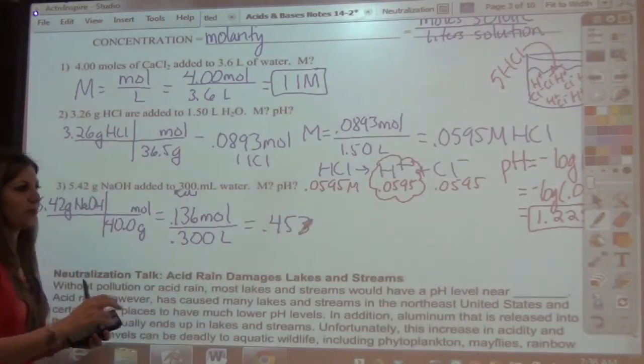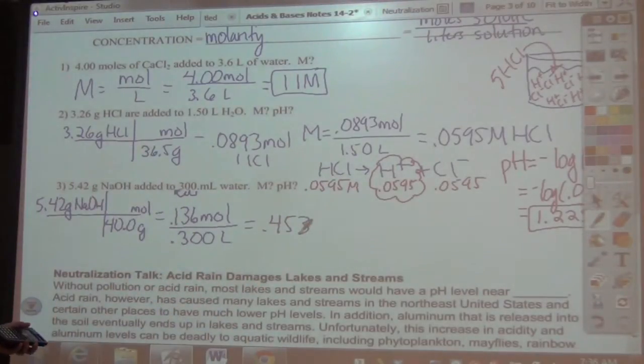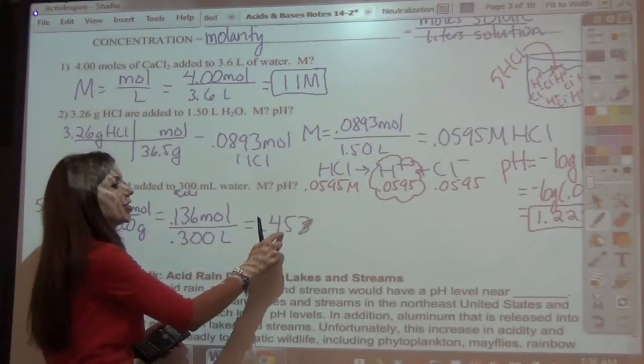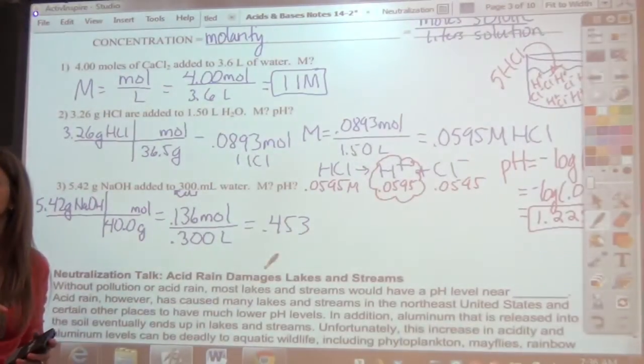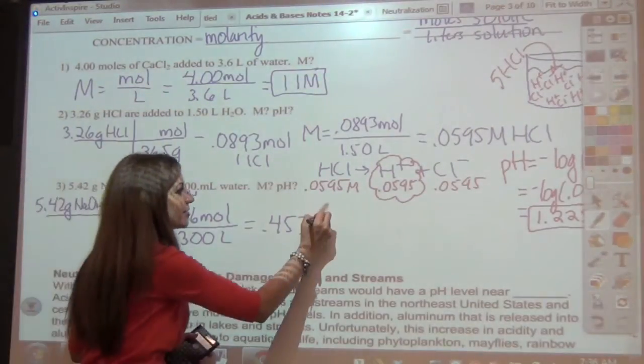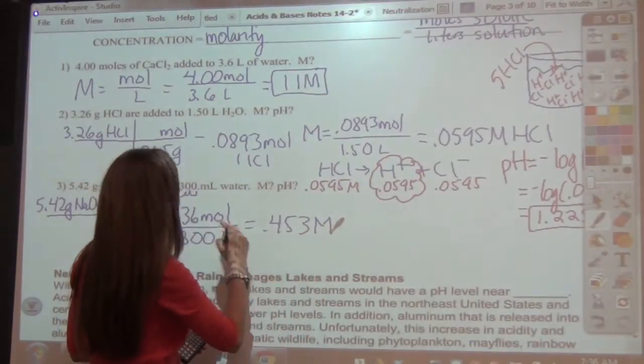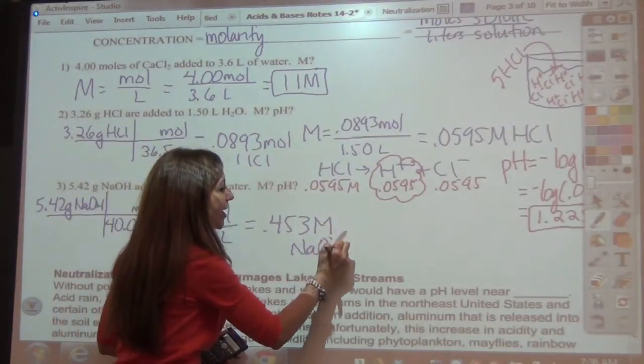And it doesn't really matter. You'll be fine as far as the pH goes, too. Okay, so this is what unit? Mole over liter is called what? Molarity. Awesome. So that's my molarity, and this is of my NaOH.